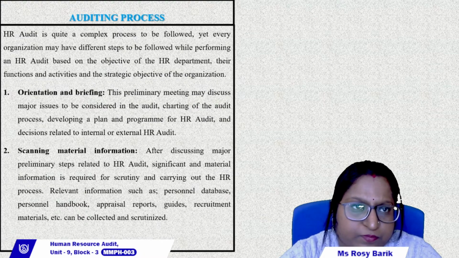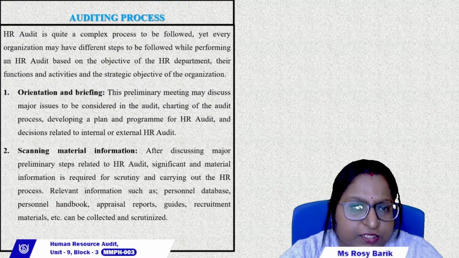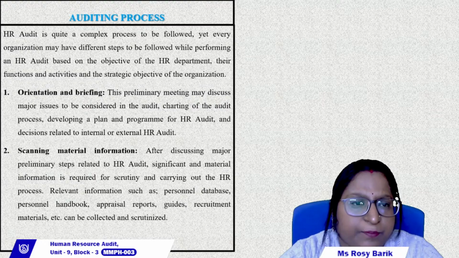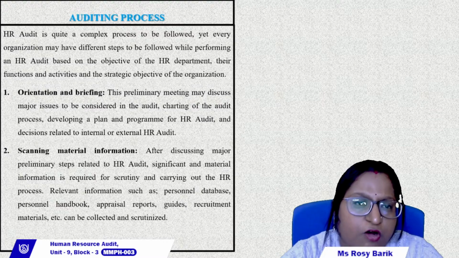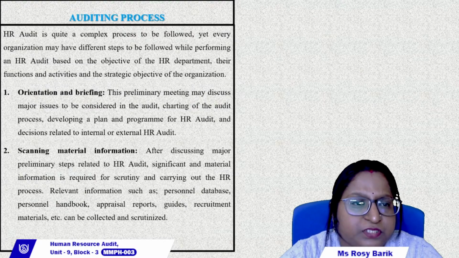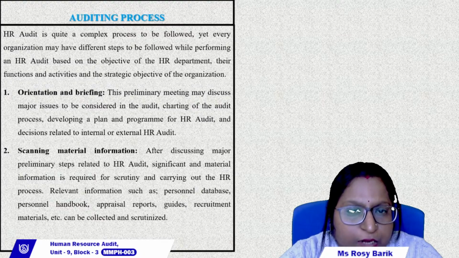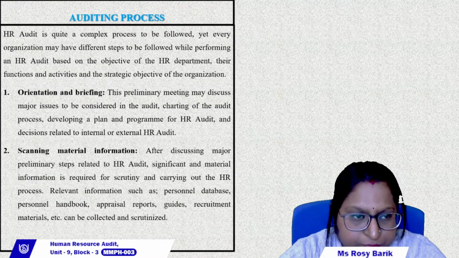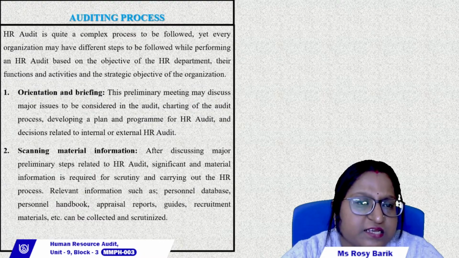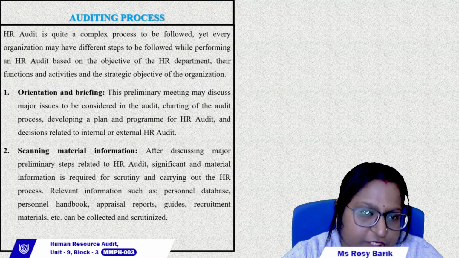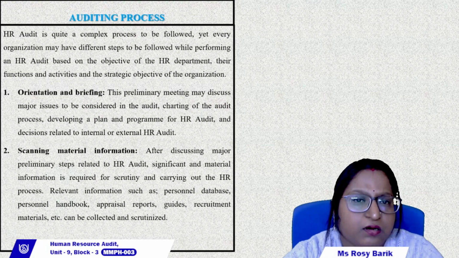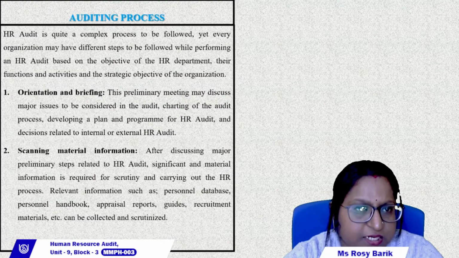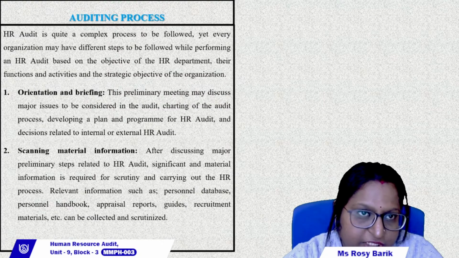Orientation and briefing. So, the first step is orientation and briefing. This is a preliminary meeting that may discuss the major issues to be considered in the audit. Charting of the HR audit process, developing a plan and program for HR audit, and discussions related to internal and external HR audit. So it is all about the discussion plan, charting of the audit process, that is orientation and briefing of HR audit.